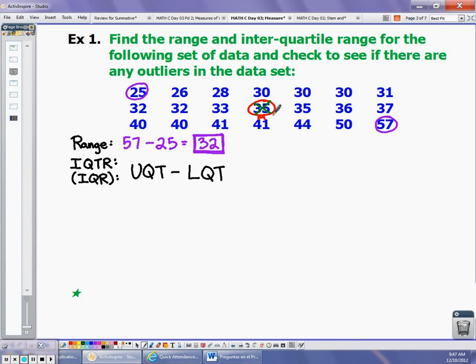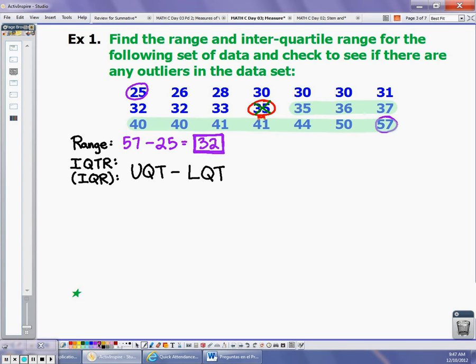Now, the upper quartile means the median of the upper half, or the upper set of numbers, the larger numbers in this case. So that means from 35 all the way through 57. Notice I did not include the 35, which is the median. I never include the median when finding the upper or the lower quartile. So I'm going to find the upper quartile by finding the middle, or the median, of that upper half.